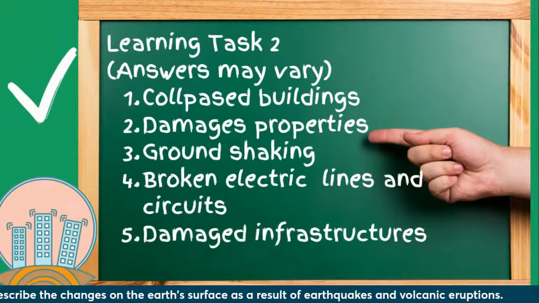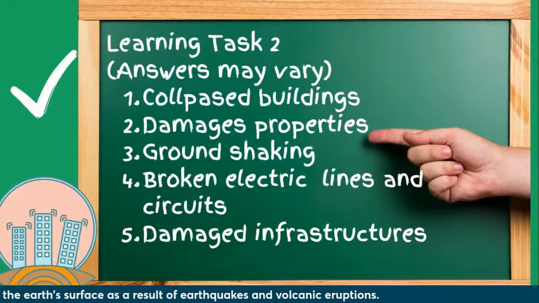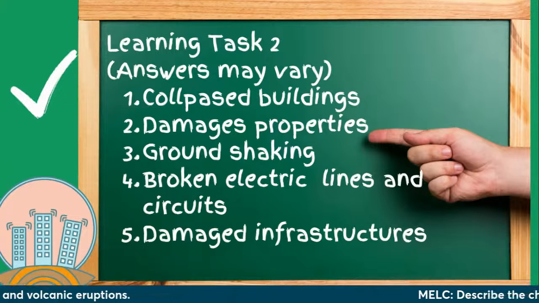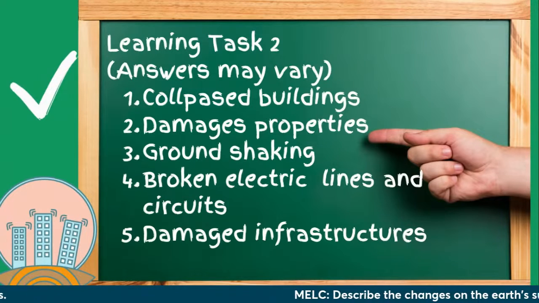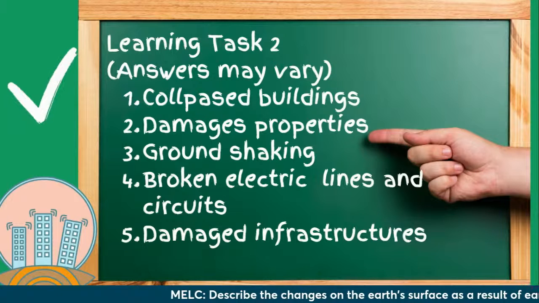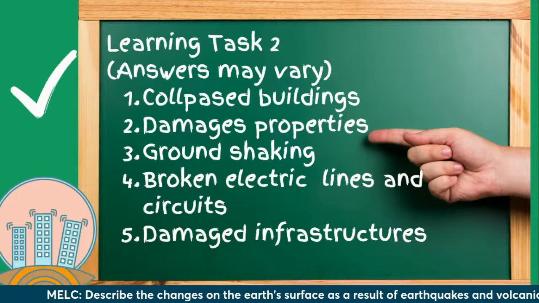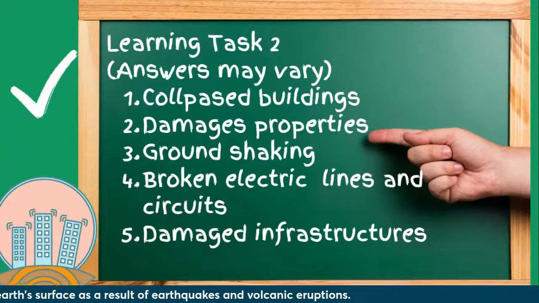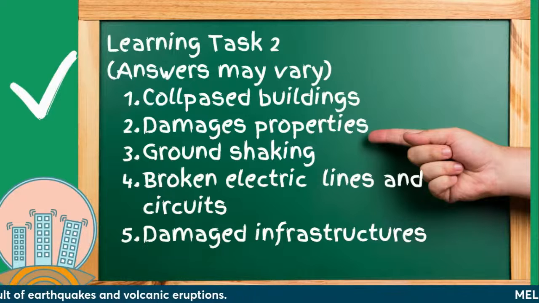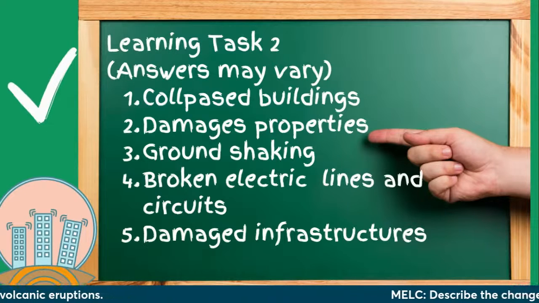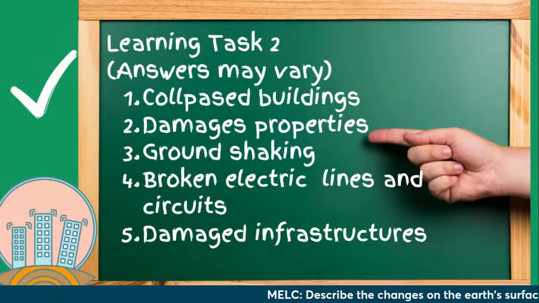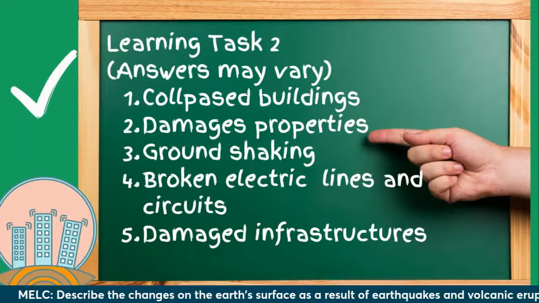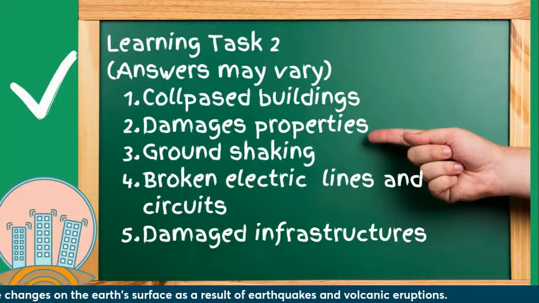Learning task 2. Your answers may vary. Number 1, collapse buildings. Just correct your spelling. It must be COLLAPSED, okay? Please check your spelling. Collapsed buildings. Number 2, damaged properties. Number 3, ground shaking. Number 4, broken electric lines and circuits. And number 5, damaged infrastructures. So if your answers are the same with these answers, then check your work.